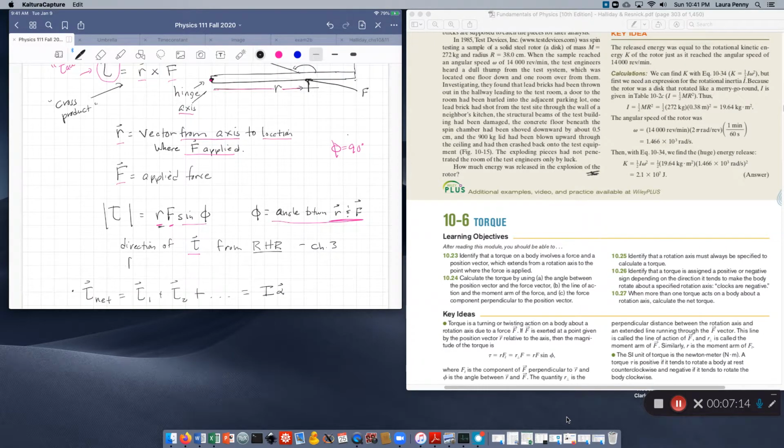So further away, you get more torque. Mathematically, that's because R is larger. And then with a force perpendicular to R, you get more torque. And that's because sine of theta is larger.